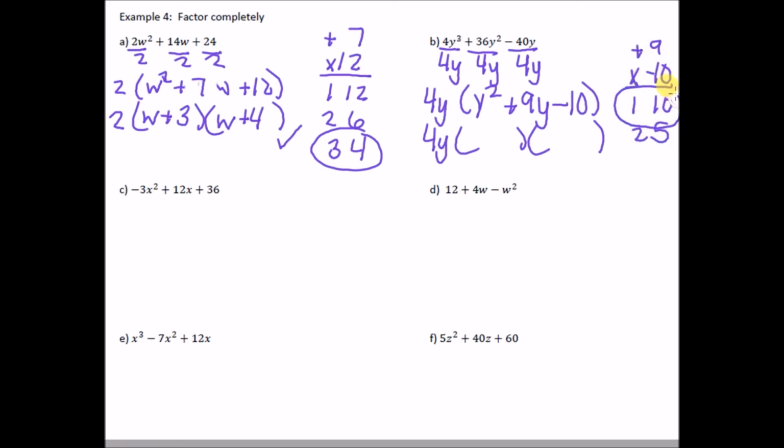Well, it's going to be 1 and 10. And it has to multiply to negative 10. So one of these has to be negative. Add to 9. I'm going to choose minus 1, negative 1, and 10. Y minus 1, y plus 10.